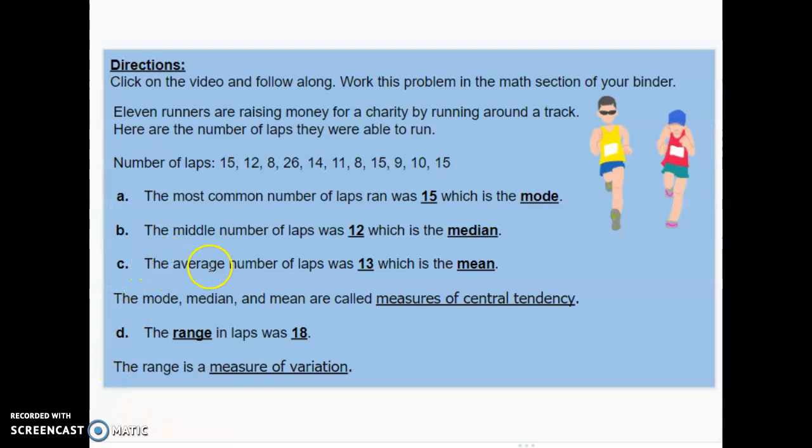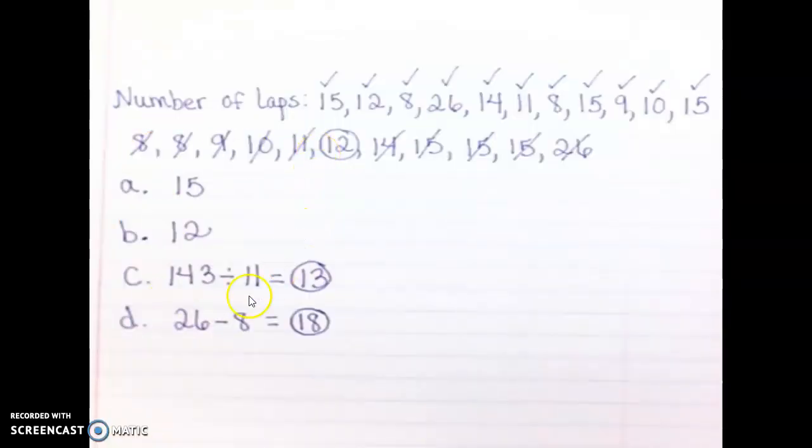C, the average number of laps was 13. Now when we found the average, that's also called the mean. So here, this is where we added up all of our numbers in the list, and then we divided it by 11 numbers in the list, and that gave us a mean of 13, a mean or average. So another word for average is mean. Another word for mean is average.